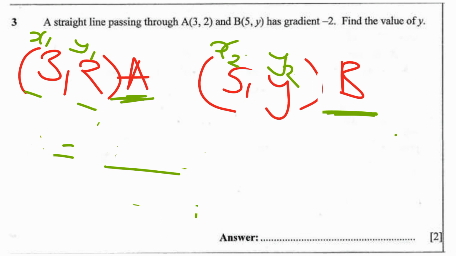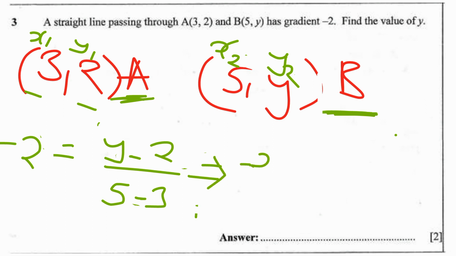There, we'll put our -2. Then our y2 is y, we'll place it there. Our y1 is 2, we put it there. Then we have our x2, which is 5 minus 3. So you must be careful with the negative signs the way they are. Simplifying that, we'll have -2 equals (y minus 2) over 5 minus 3, which gives us 2. Then at this stage we cross multiply.